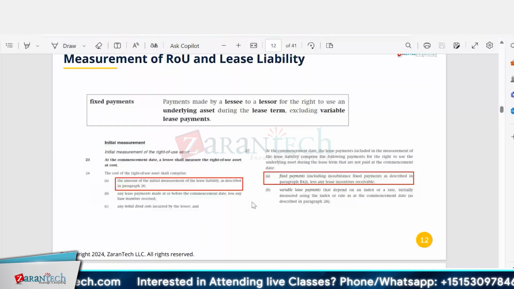Measurement of ROU and lease liability. Fixed payment made by lessee to lessor for the right to use an underlying asset during the lease term, excluding variable lease payments.